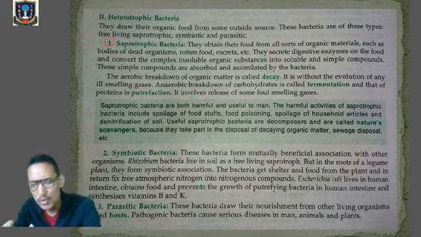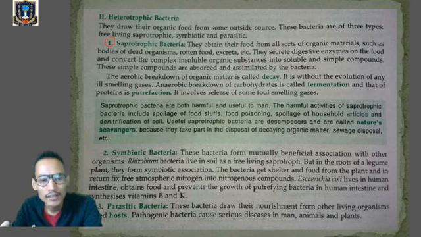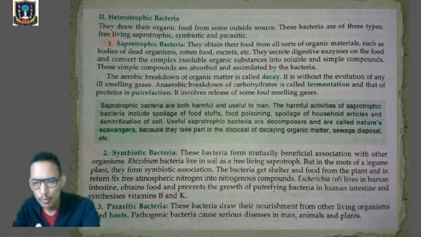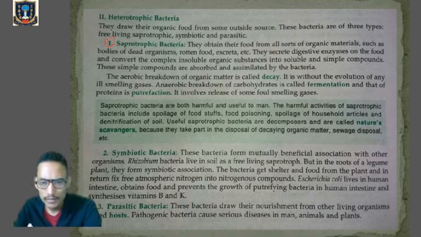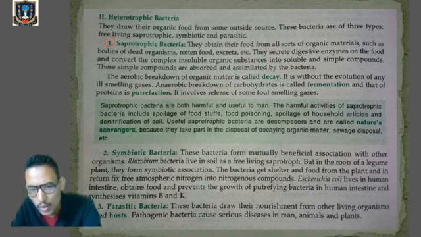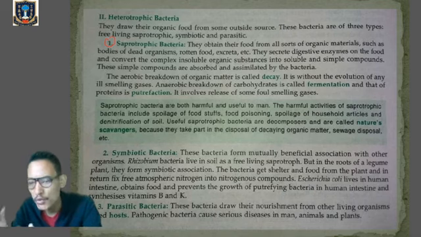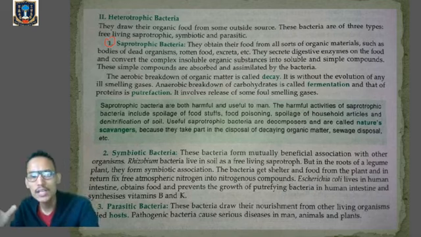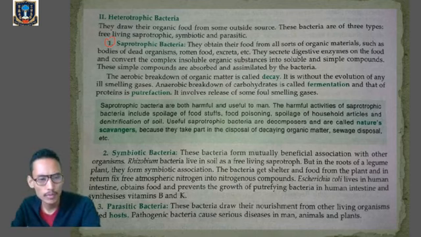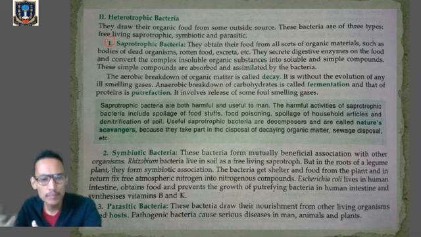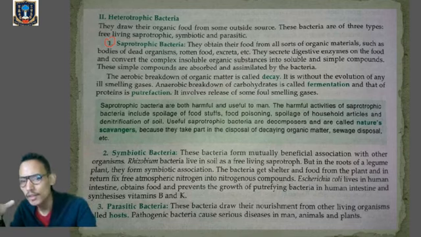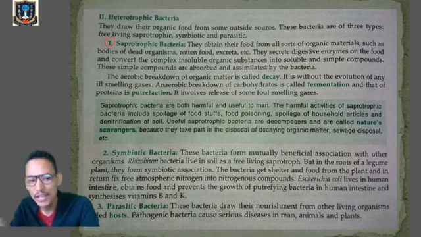Symbiotic means which will live in mutual association, in a mutual relationship with one another. So symbiotic bacteria are those bacteria which live in association with other organisms, in which both organisms are mutually benefited. Rhizobium bacteria live in soil as a free living saprotroph. Remember the term rhizobium. It will live in the roots of leguminous plants in a symbiotic association.